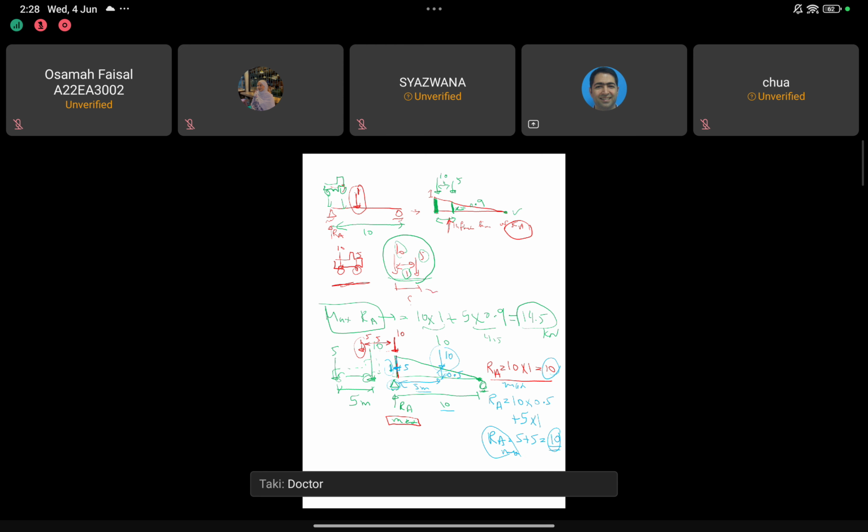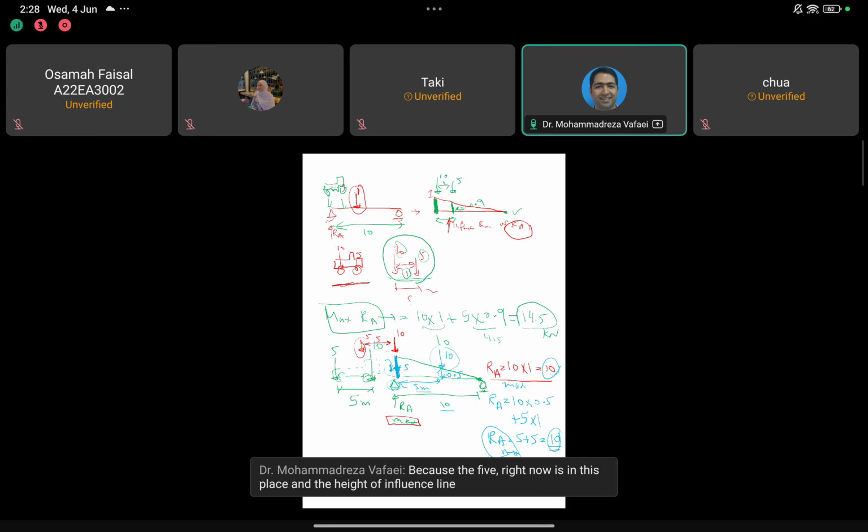Doctor, why 5 multiplied with 1? Because the 5 right now is in this place and the height of influence line in this place is 1. 10 multiplied by 0.5, because we put the 10 kilonewton here, since we said it is 5 meters after the 5, right? And the height of influence line here is 0.5. So basically you need to multiply the load by the height of influence line where the load is placed. If the load is 5 here, 5 multiplied by 1. If the load is 10 here, 10 multiplied by 1.